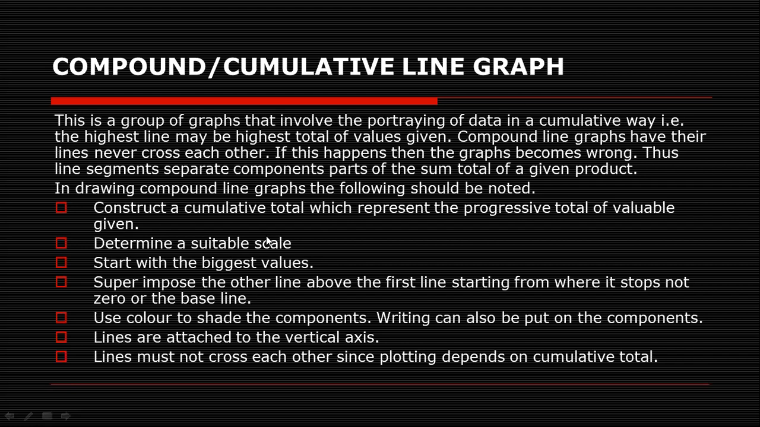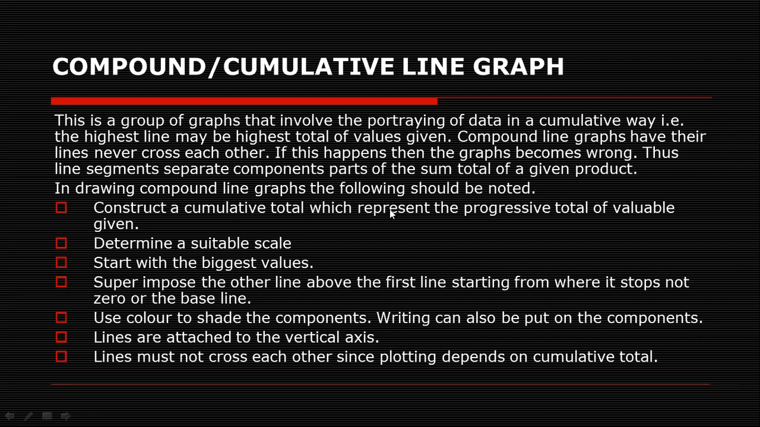Then we are supposed to determine the scale. For those of you we started with, I gave you a simple method of how to determine the scale: you look for the highest value and divide it by the number of totals you want to give. However, for compound or cumulative graphs, sometimes you may be given percentages. If it is in percentage, the scale is almost determined for you: it will total from 0 to 100, so you will only need 10 units on your vertical axis. Then we are suggesting that it is important to start with the biggest value.